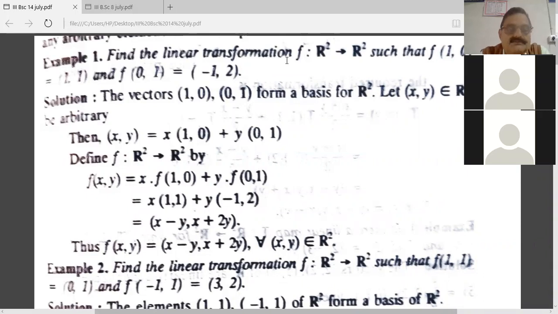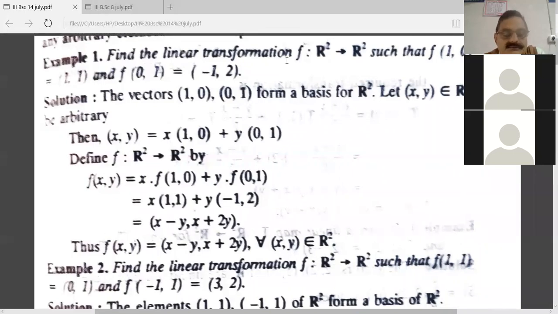So a few more problems on linear transformation. Find the linear transformation f from R2 to R2 such that f of 1 comma 0 is 1 comma 1 and f of 0 comma 1 is minus 1 comma 2.